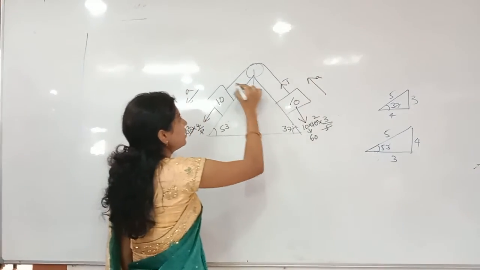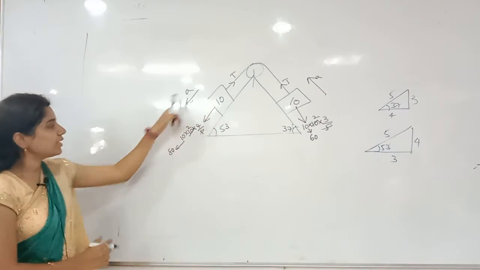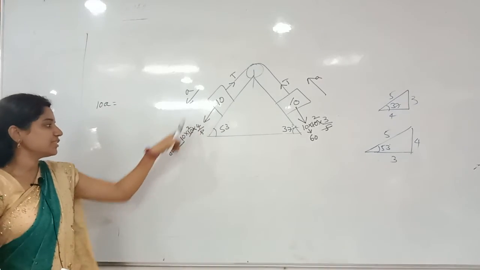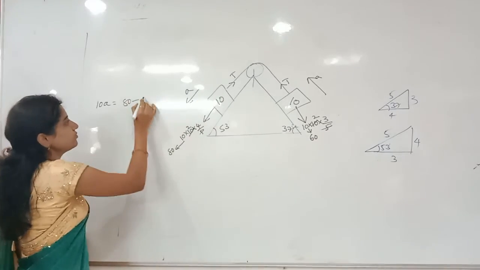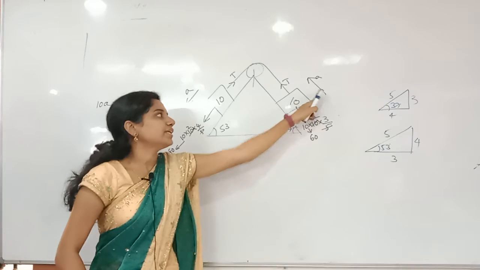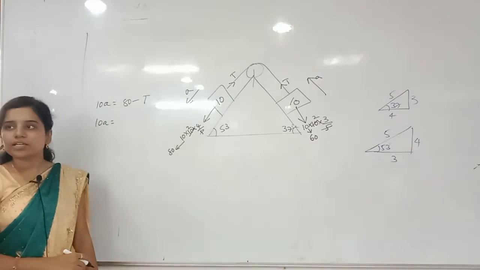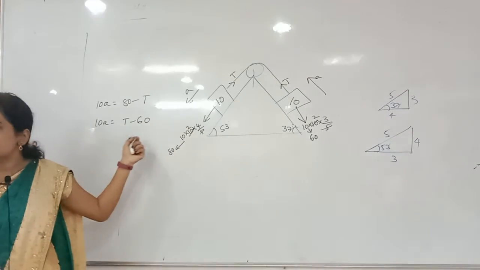And here tension T and then tension T. That's it. So clearly what can I write? 10A is equal to, acceleration is supporting for what? 80 minus T. Clear? For the second body again, 10A is equal to what can I write? T minus 60. Are you understanding this equation?